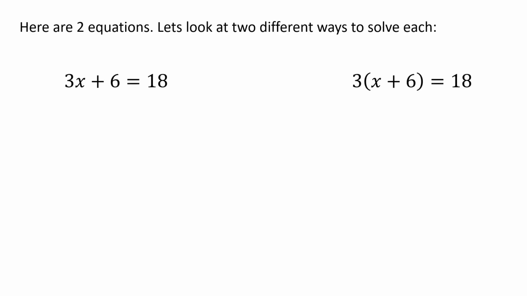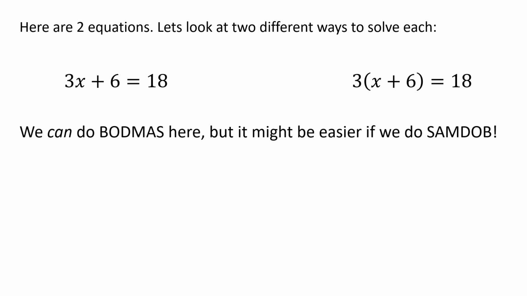Here are two equations. I used the same equations from the last video because it's not important what the numbers are. What's important is the form of the equation. On the right-hand equation, we've added brackets, and this changes the form of the equation. But these rules will work for any equation with the same form. So actually we can do BODMAS here, but it might be easier if we do SAMDOB.